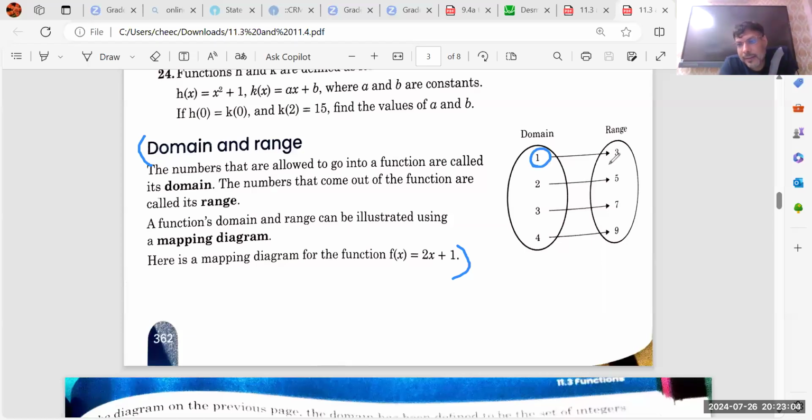Guys, what happens? We put 1, we get 3. We put 2, we get 5. We put 3, we get 7. We put 4, we get 9. So it's called a mapping diagram. Here we have values of x. Here we have values of f of x, which is also referred to as y. Any doubts in this? Any problem?